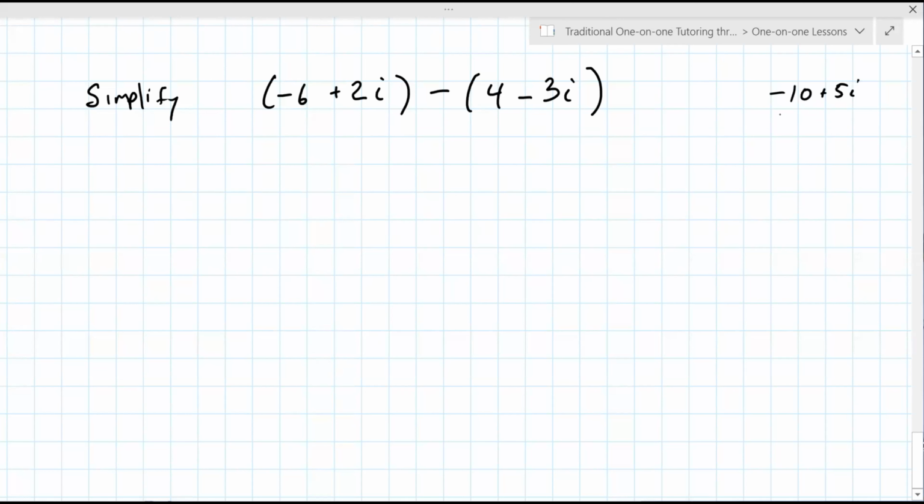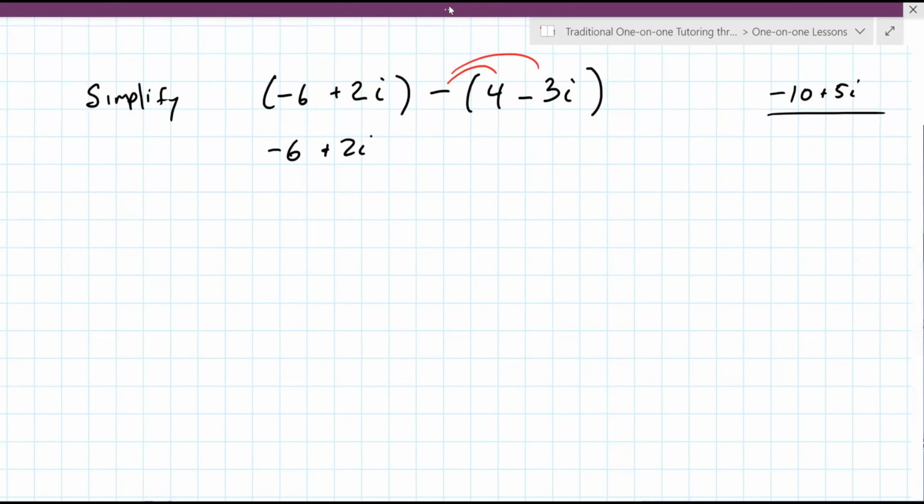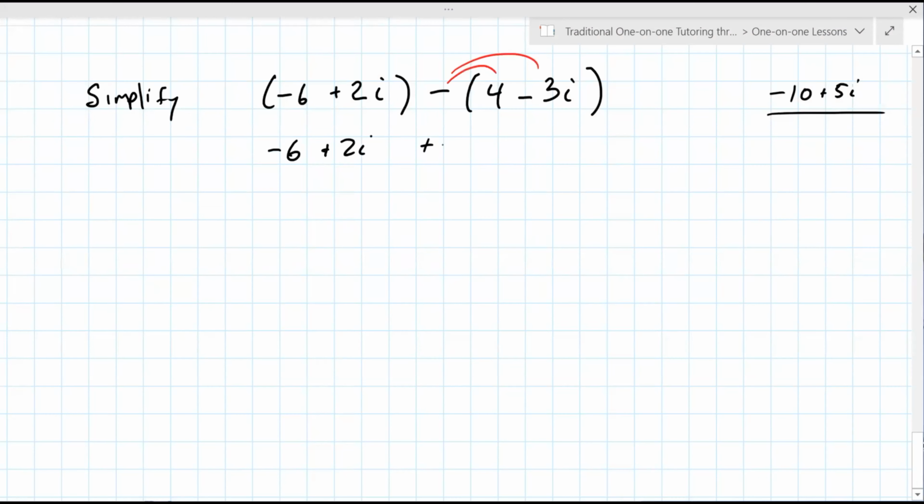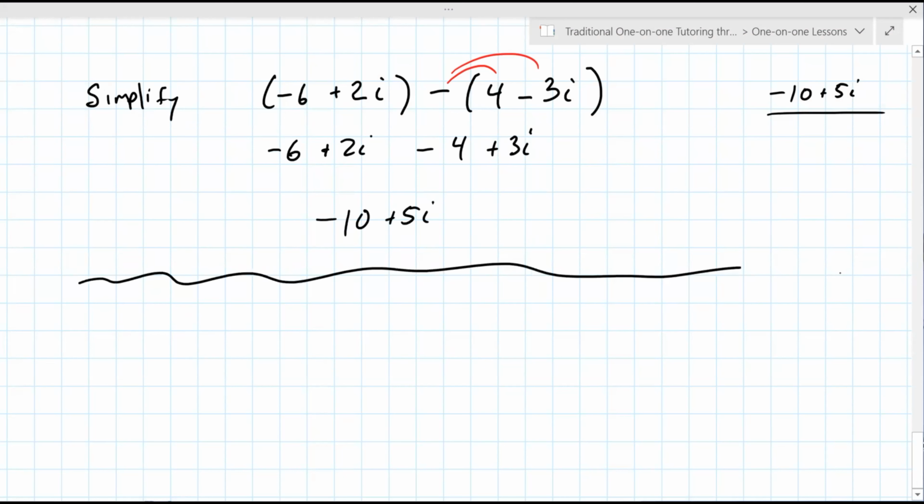Sounds right to me. I'm going to write your answer there and show the steps in case you want to look at it later. So the negative gets distributed to both here. Yeah. And that's why your answer sounded so good, because it's -4 plus 3i minus 10 plus 5i. Very good. Okay, so let's do another problem like this.